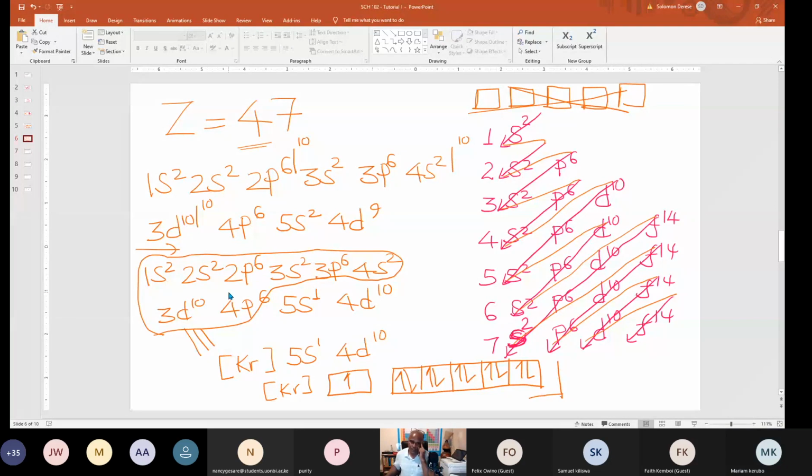For example, if the atomic number was 37, we'll stop at 5s1. If it was 38, we'll go to 5s2. Now, if it was the next number after 5s2, we'll go to 4d1. Okay? So that's how we do it. Is it okay?